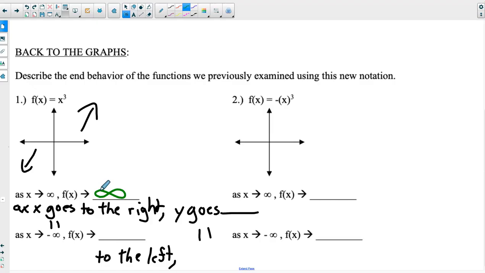I'm always surprised by the infinity symbols that I get during this unit. There's some unique ones. It's just a sideways 8, folks. Just draw that. Okay, as x goes to the left, where's that arrow going? Down, which mathematically is negative infinity. Boom.